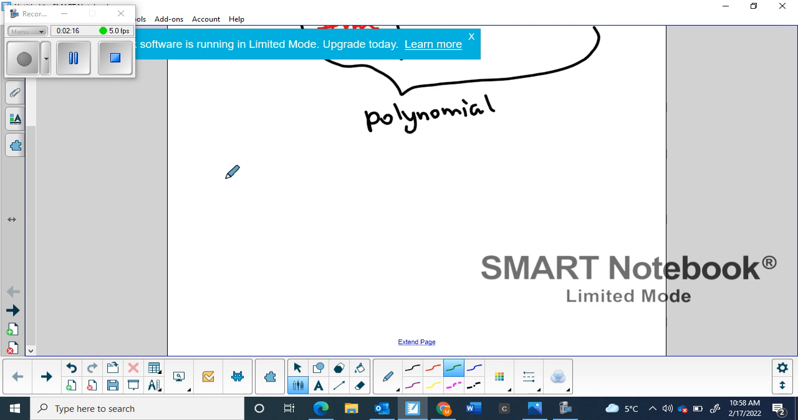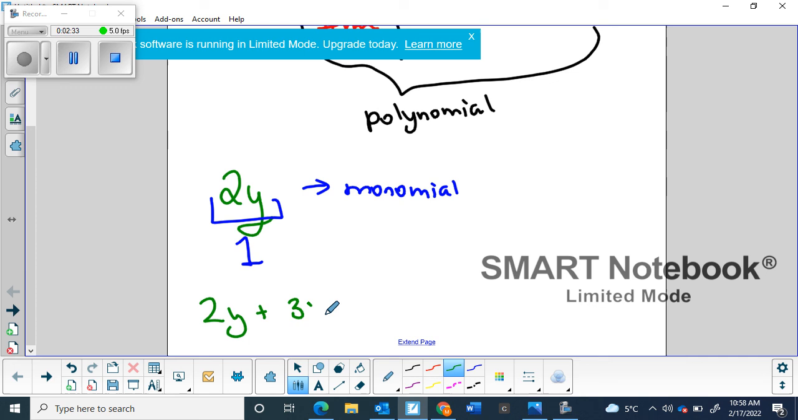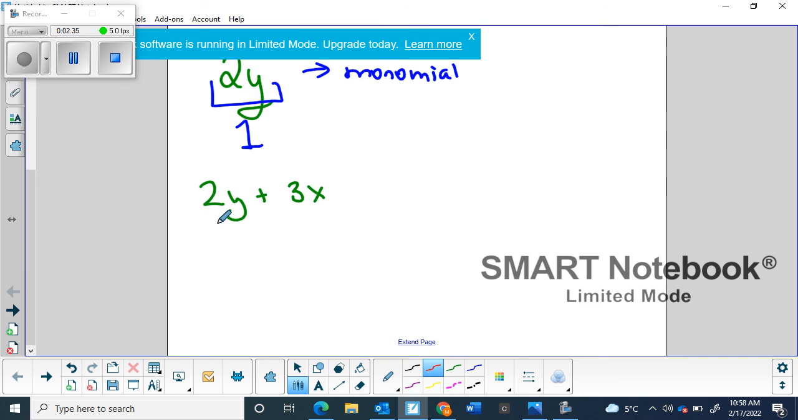So first off, let's say we have 2y. This right here is one term because it doesn't have anything else attached to it with adding or subtracting. So we call this a monomial. Then let's say we have 2y plus 3x. When we see that, we have one term and we have another term. That's 2 terms. That makes it a binomial.